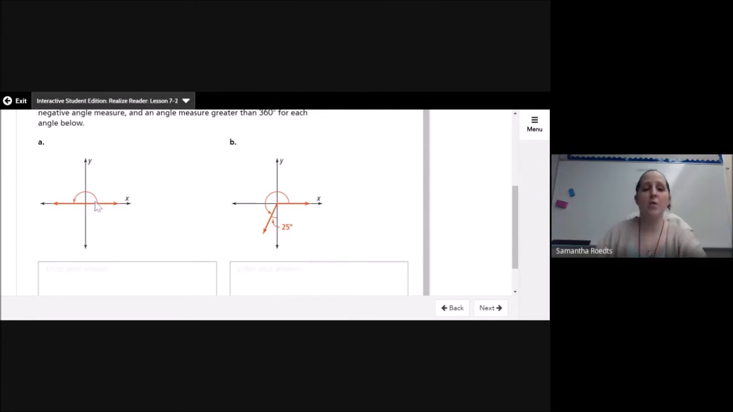So for A, we can see that from here to here, that's actually 180 degrees. It's a straight line. So for my positive angle, it's 180. My negative angle is negative 180 because 360 minus 180 gives me 180. And then an example of one that's greater than 360, I take 360 and I add it to 180, which would give me 540.